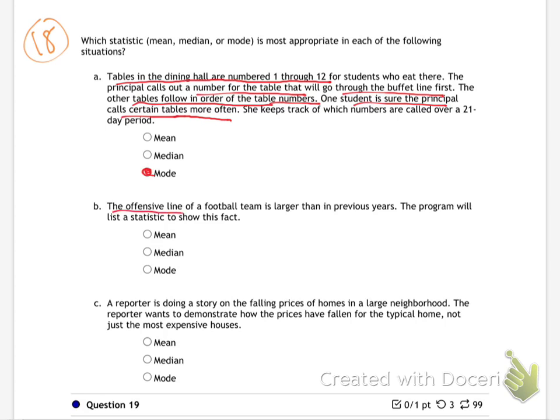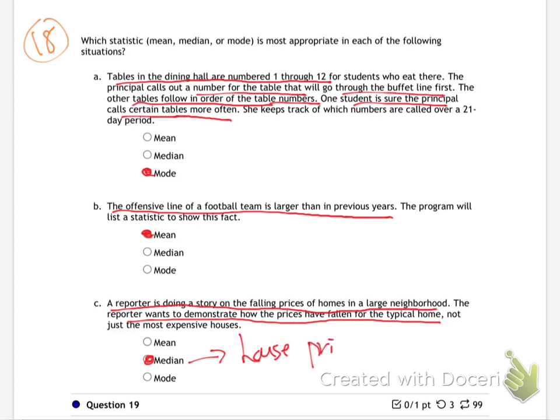Next one. Offensive line of football team is larger than in previous years. That's got to be mean. They just added them up and divided. Next, reporter is doing a story on the falling prices of houses in large neighborhoods. Reporter wants to demonstrate how the prices have fallen. Typical, that's median. They always use median. Remember I said for house prices and for salaries. Numbers that are really big and really small, they always use median because that isn't affected by high and low.